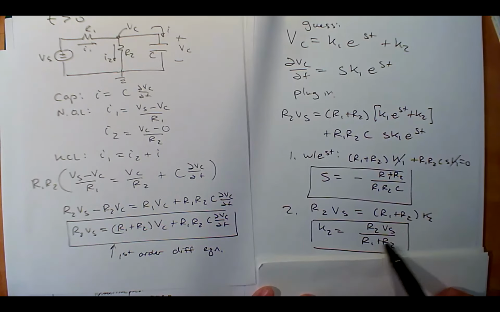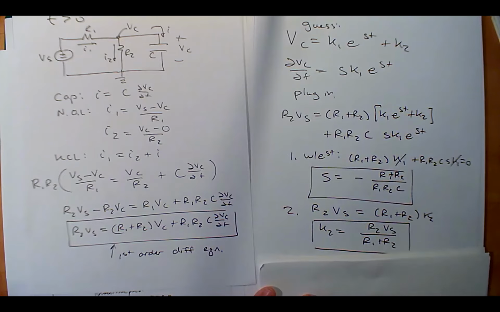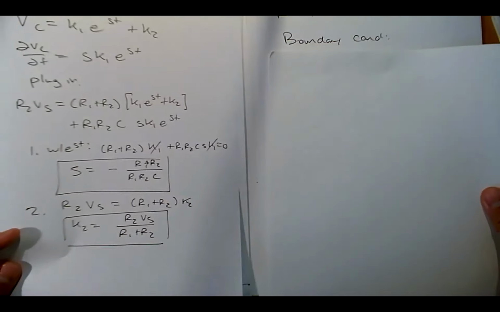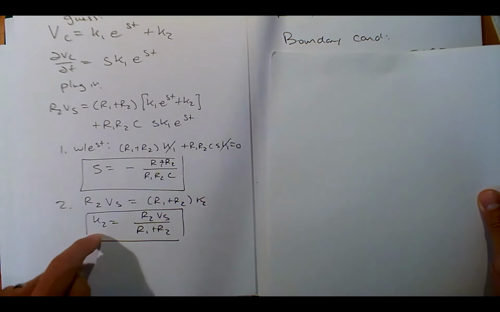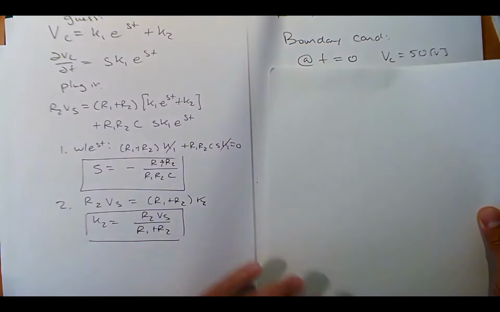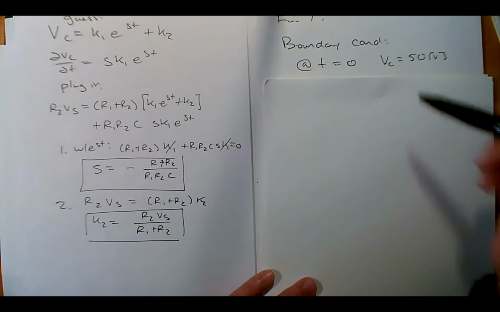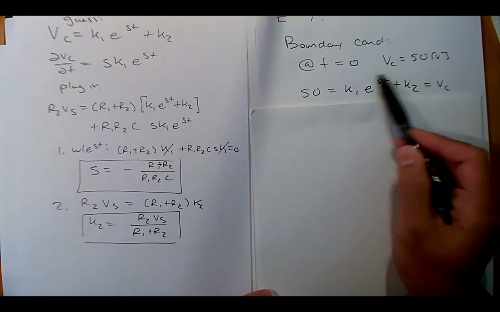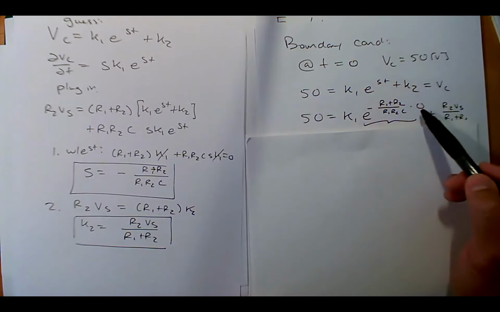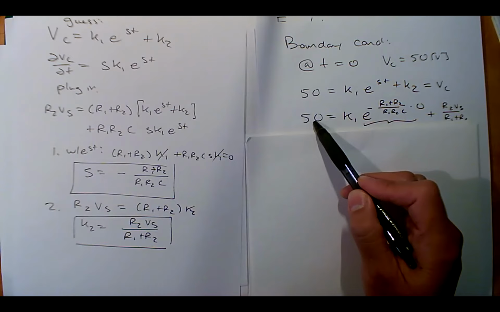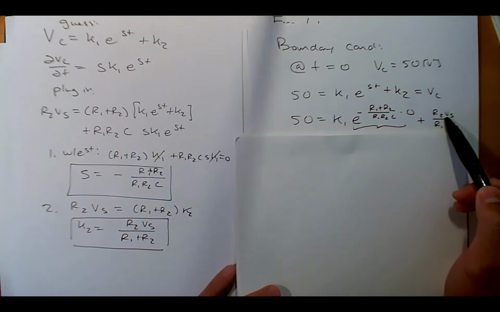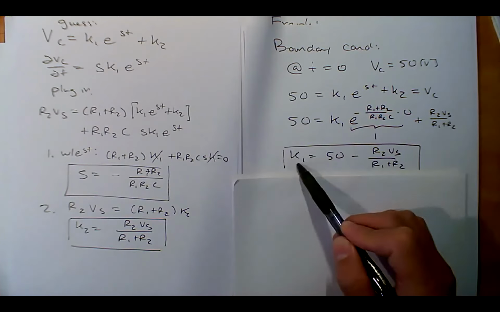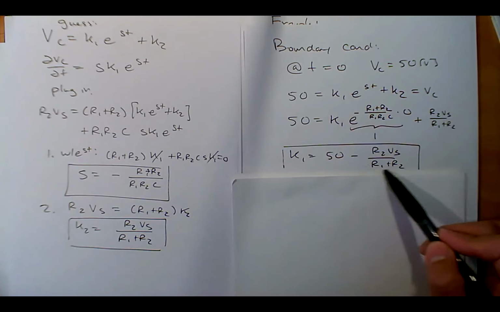I bet you this is related to the 25, I think. The last thing I've got to do is use my boundary conditions. I've got my S, I've got my K2, I now need my K1. That K1 is probably related to the 50. At time 0, I have 50 volts. So I plug this in, and I can put a 0 here, and I got a 50. Oh, but I had a non-zero K2. Good, I can plug everything in. And I know that K1 is 50 minus this.